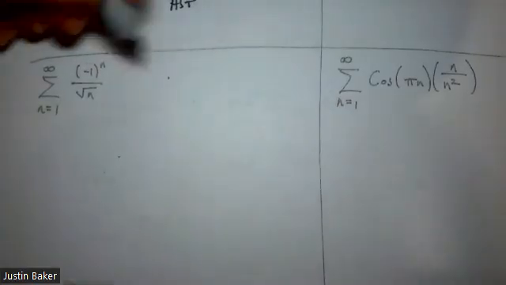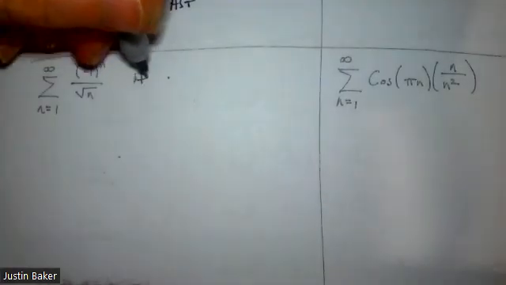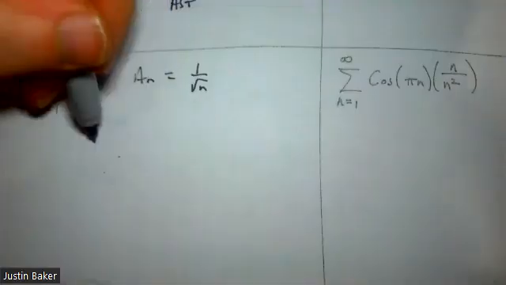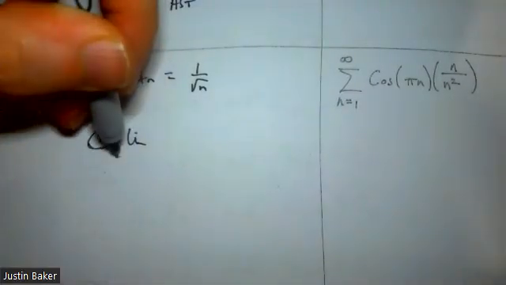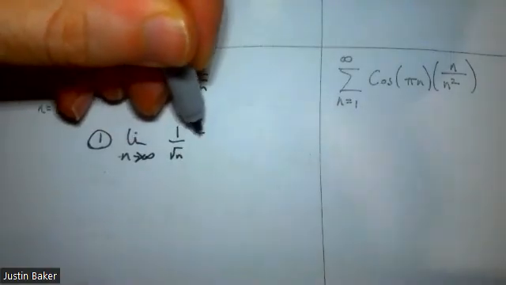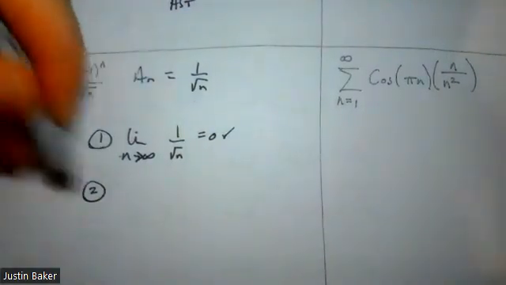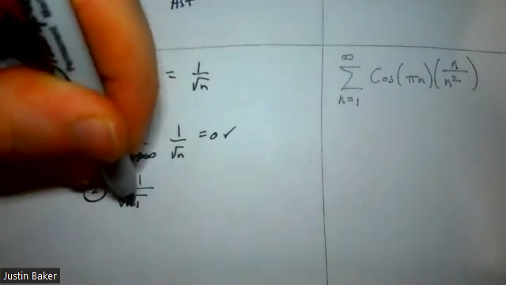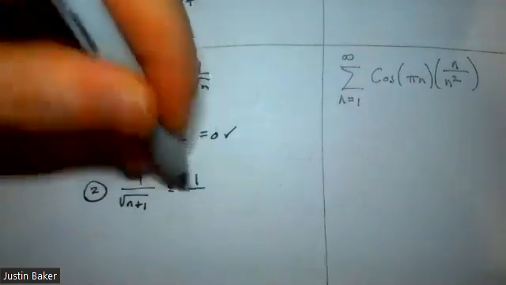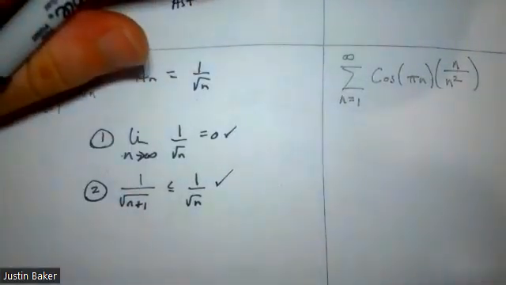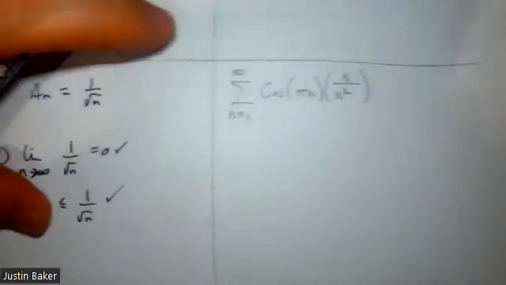Okay, so for the first one, hopefully you're starting to pick up on this. We're going to let a sub n be equal to 1 over root n. So if we try our test, the limit as n goes to infinity for this, that is going to be 0. And then the second one, 1 over root n plus 1, that is in fact going to be less than 1 over root n. So this would check out. We're good to go there.